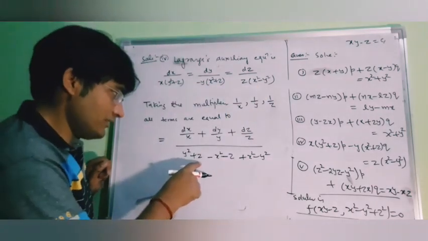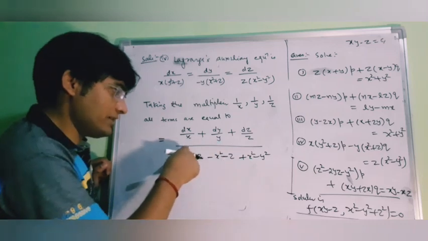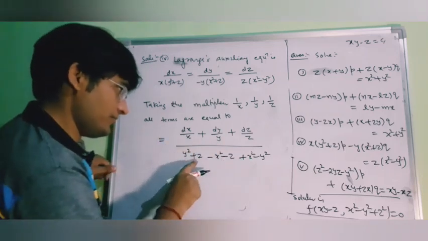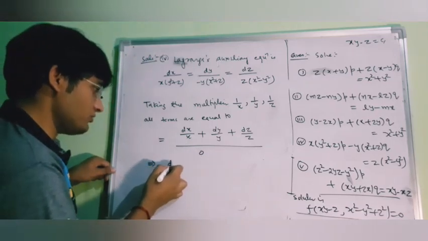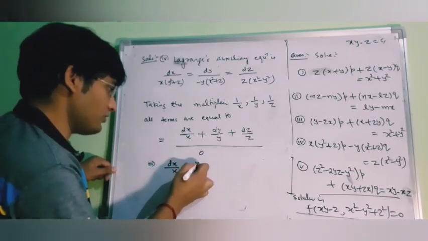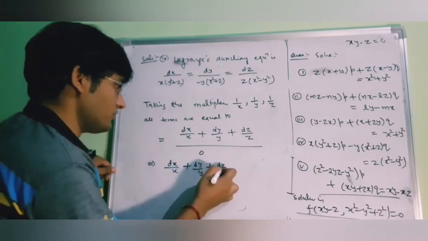So now you can see that all these terms will be cancelled with each other. So this is your 0. So again on cross multiplication we will get dx upon x plus dy upon y plus dz upon z equal to 0.